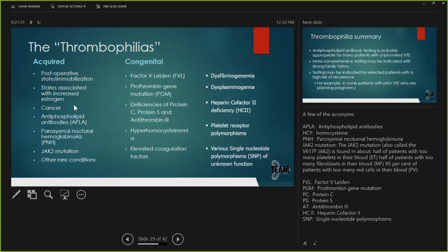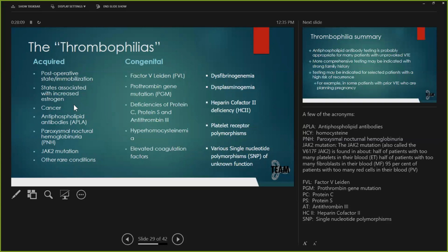These are the most common acquired and congenital causes of thrombophilias. If you look at the acquired causes, one would be post-op state or immobilization, which we talked about, estrogen, cancer. The main thing in the acquired conditions would be the antiphospholipid antibodies. If you have them positive one time, it's not considered positive. You would have to repeat them 3 months apart, and if they are positive, then you consider them to be antiphospholipid positive.